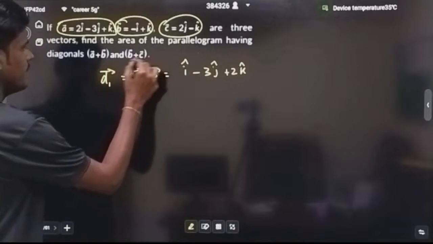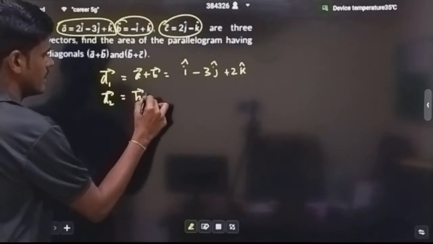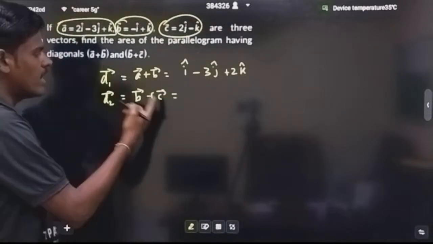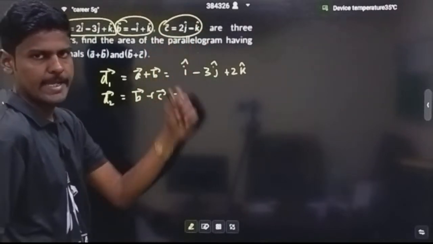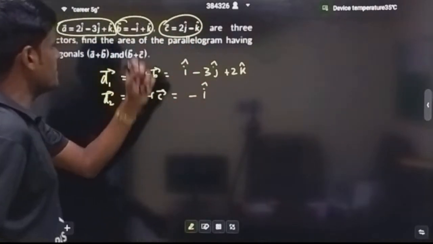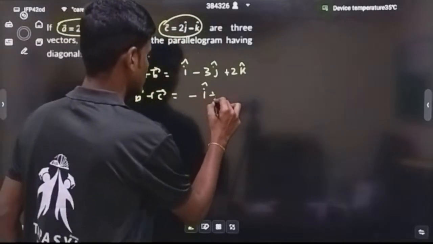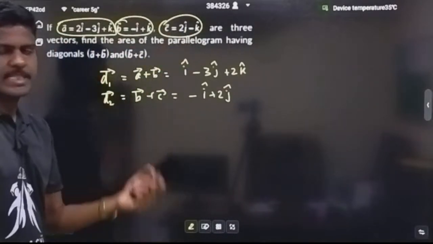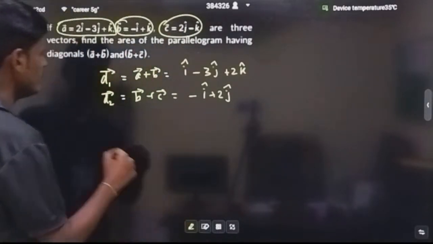Then what do we need to find? B plus C vector. D2 vector is given by B vector plus C vector. What is B plus C? Minus i; here we don't have any i in the other vector, so it will be minus i cap. Then j cap is not in B vector, and here we have 2j cap, so plus 2j cap. Then plus k cap minus k cap will get cancelled out. So this is D2 vector.